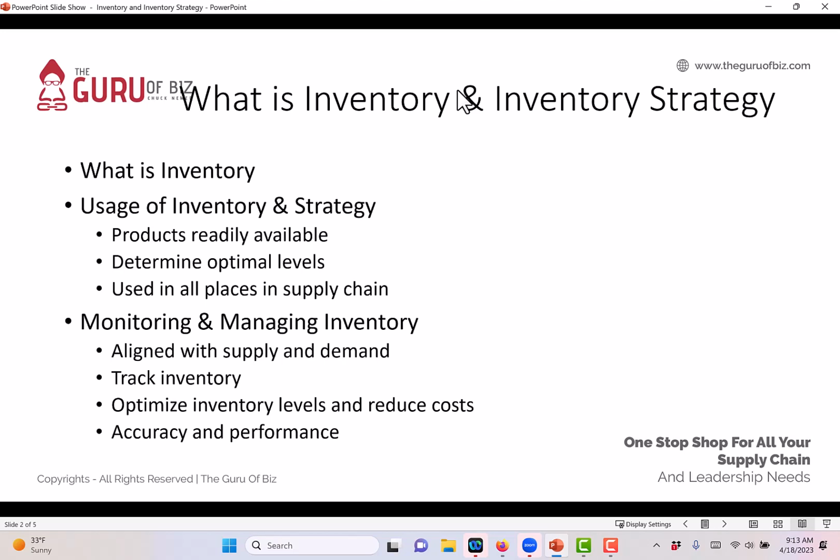Inventory management techniques such as just-in-time, vendor-managed inventory can also be used to optimize inventory levels and reduce costs, as well as meet what the customer needs are.